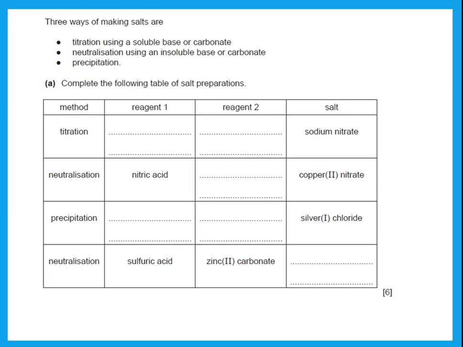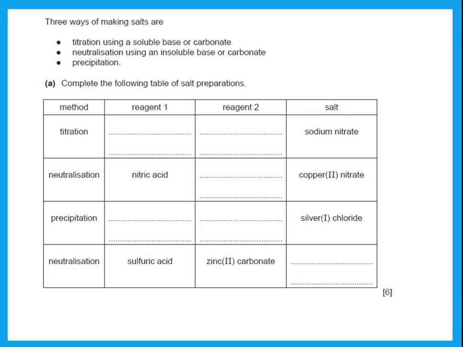Okay, 3 ways of making salts are titration, neutralization, precipitation. Now you need to write the reagents that are needed in order to prepare certain salts. The word reagent, first of all, is the substance that is reacting. So if I'm reacting acid with base, these are my reagents. So the first salt that he's trying to make is sodium nitrate. Now the question is, he's going to make sodium nitrate from what and what?